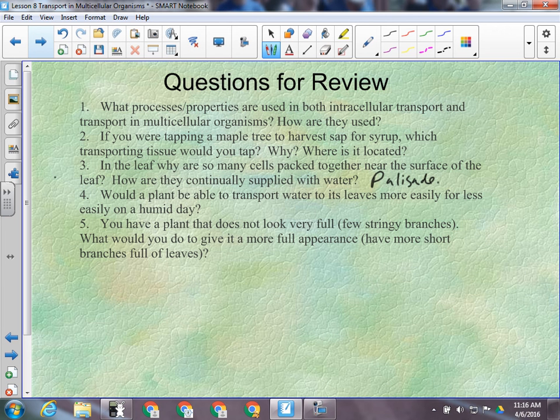Yes, you need to trim the plant, because then it'll grow from the buds that are further back, and that'll make it have a more full outer appearance, more branches, rather than fewer stringy long branches. All right, questions on any of those?